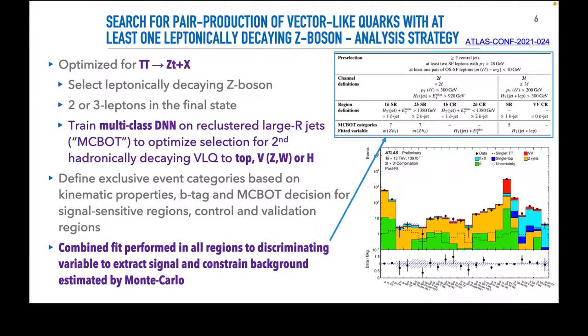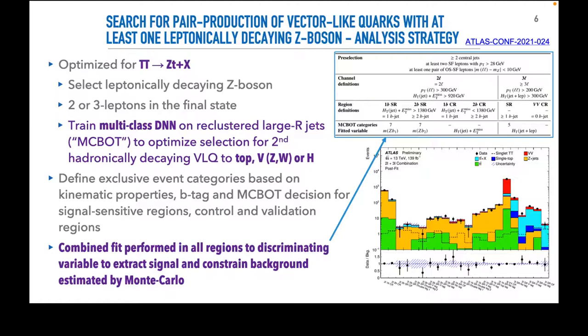search for pair-produced vector-like top quarks decaying to Zt plus X. The search selects leptonically decaying Z bosons and selects two or three leptons in the final state. Then the second VLQ is expected to decay hadronically, and in order to optimize the sensitivity to the second hadronically decaying VLQ, one trains a multi-class deep neural network on the reclustered larger jets to target specifically hadronically decaying VLQs to top, vector boson or Higgs, and this I call MCBOT.